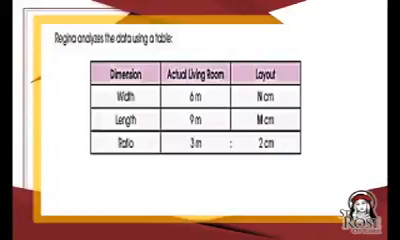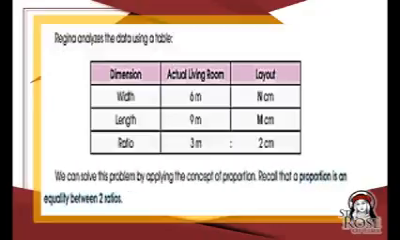Regina analyzes the data using a table. In the first column, we have the dimension. We have the width, length, and the ratio. Second column will be for the actual living room. So the width will be 6 meters and the length is 9 meters and the ratio is at 3 meters. For the last column, we have the layout at n centimeters for the width, m centimeters for the length, and 2 centimeters for the ratio. We can solve this problem by applying the concept of proportion.